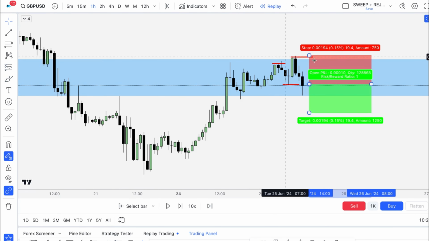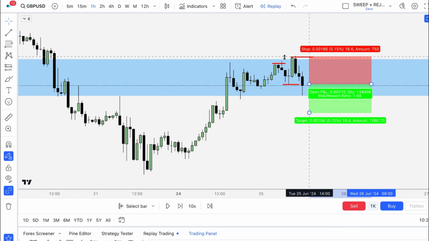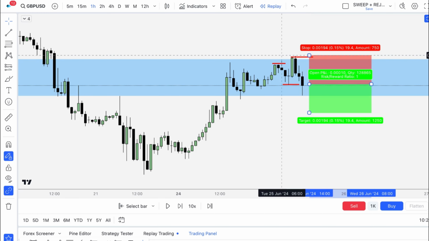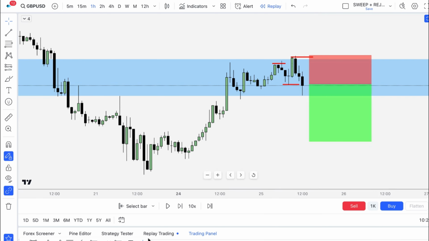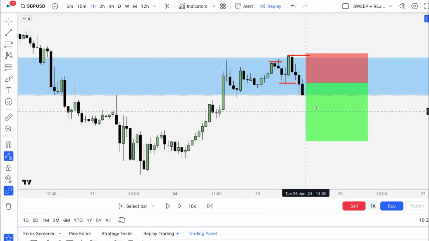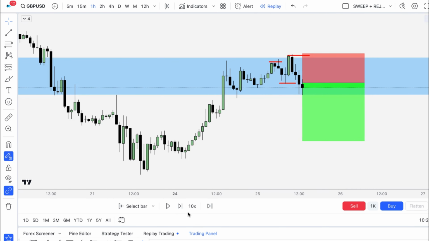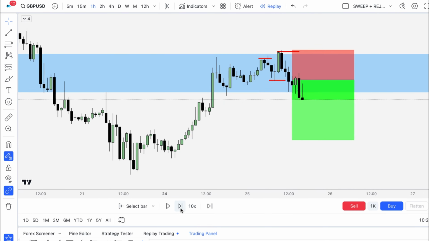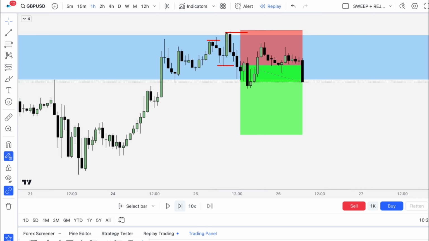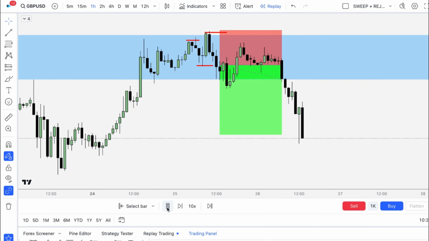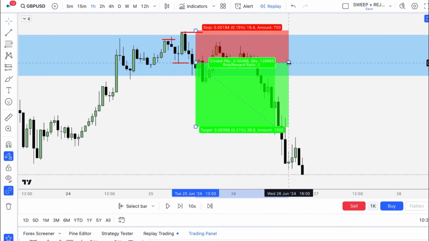And then we're looking for an invalidation just above the liquidity sweep, just above the high of the invalidation, and then we're looking to target a 1 to 2 risk to reward. So let's see if we are triggered in. We're triggered in right here, and now we are entered into the trade.